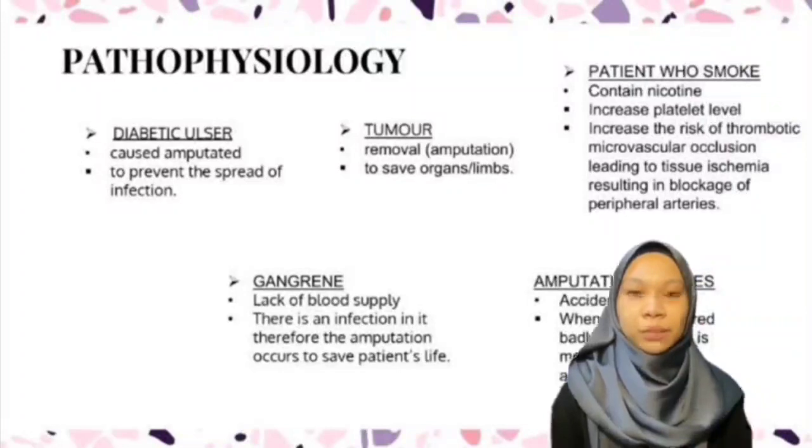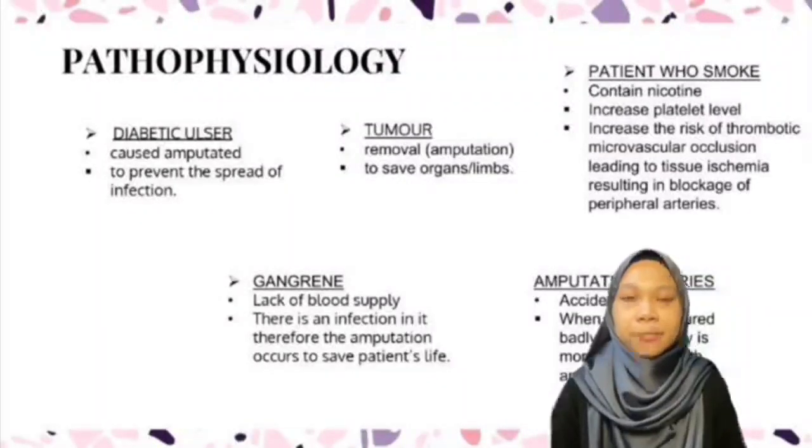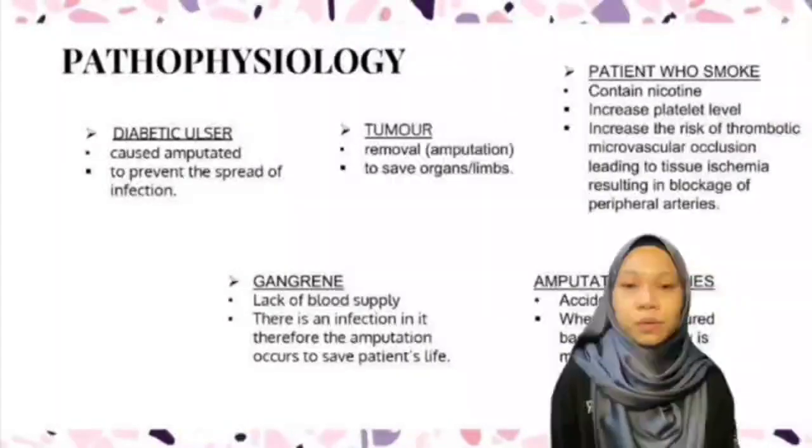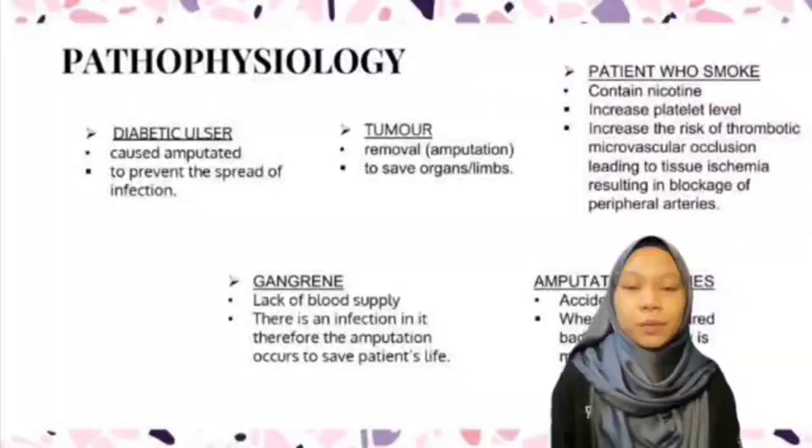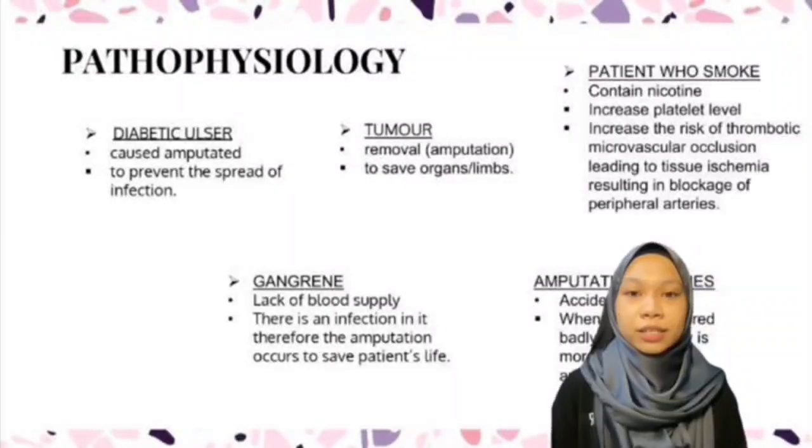So I will continue with the pathophysiology of amputation. First is diabetic ulcer. A diabetic ulcer can cause limb amputation, which happens to prevent the spread of infection in a wound that heals slowly. The second one is tumor. Removal or amputation of the tumor occurs to save the organ and the limbs.